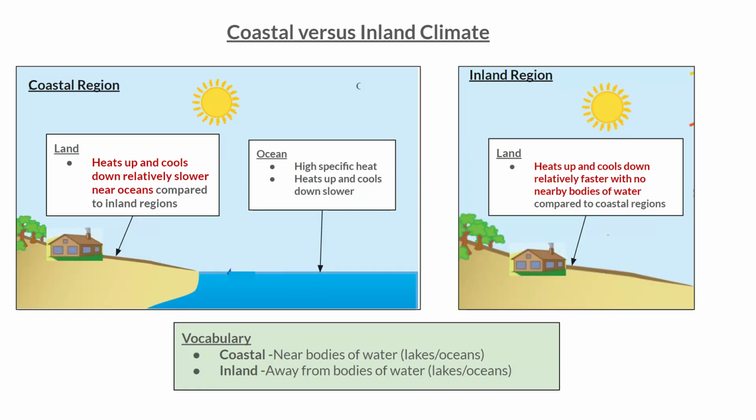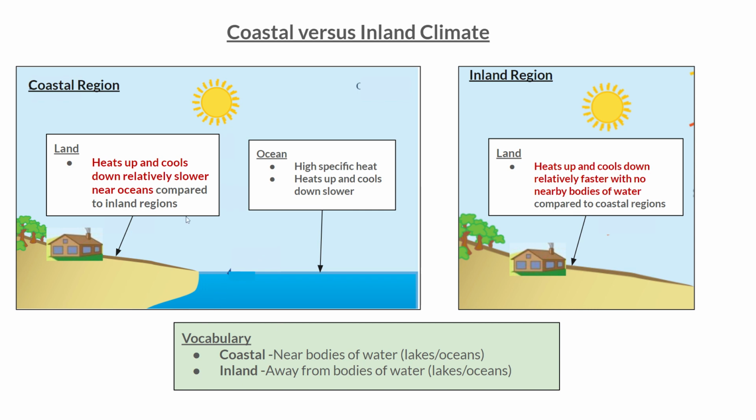But what if we wanted to compare the climate of areas that are near large bodies of water versus areas that are not really near bodies of water at all? We need to learn two vocabulary words. One is coastal. Coastal regions are regions that are near bodies of water, such as lakes or oceans. It's by the coast. And inland regions are farther inland, more near the land, away from water. Those areas are away from bodies of water. They're not really influenced by oceans and lakes near them.